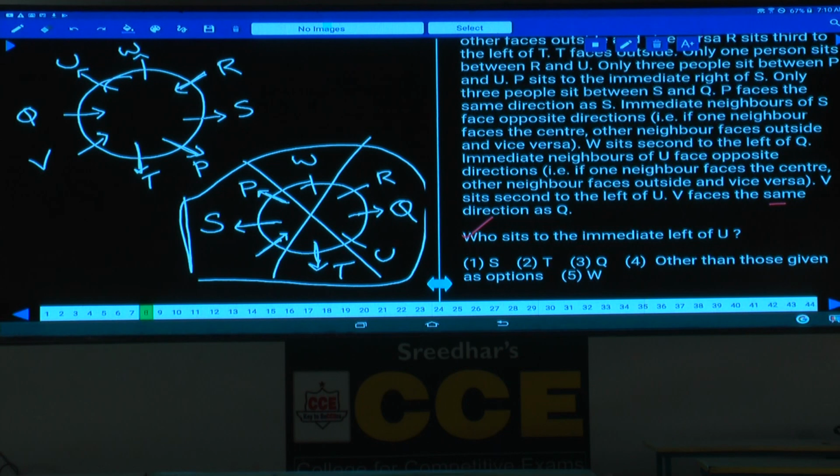Then the 8th one. What about question number 8 here? Who sits to the immediate left of U? Now this U is facing away. Immediate left is in the anti-clockwise direction. That is Q. That is choice 3. Question number 8, choice 3.